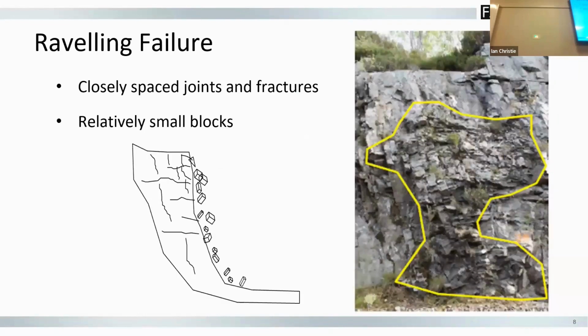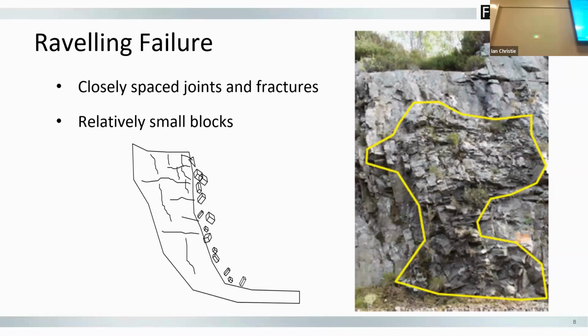So finally, the last category of failure mechanism is called raveling. Raveling isn't so much controlled by the orientation of the joints, but more to do with the spacing. If you've got an area of the rock slope with a very closely jointed rock mass, or artificial fracturing from blast damage, then that can cause these raveling failures, which are relatively small blocks that will sprawl and unravel from the slope.